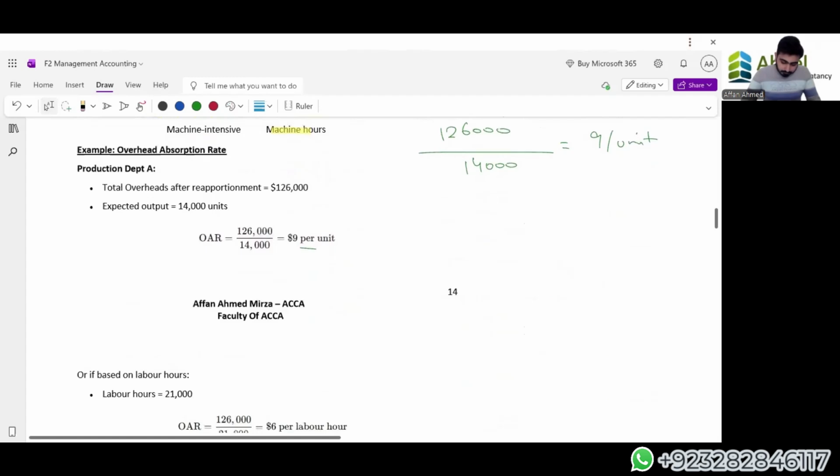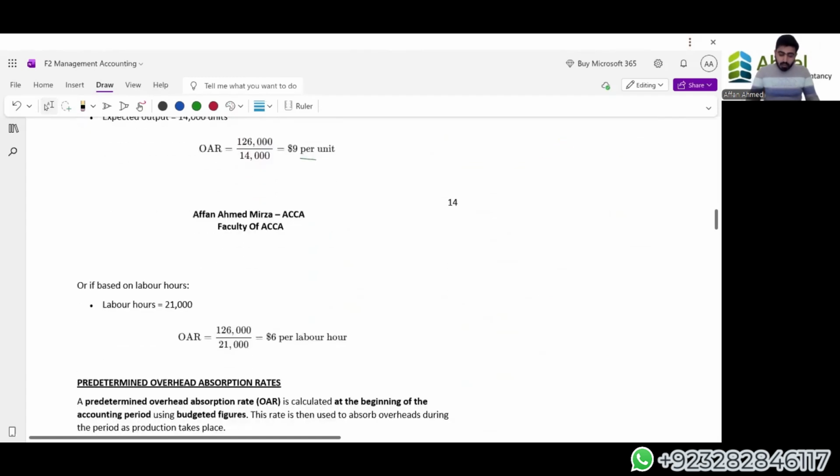Now, with OAR, we have a predetermined overhead rate concept. Now, what does this mean? For this, I want to ask you a question: when do we decide our selling price? The selling price that is decided, when is it decided? Is it decided after the year end, or before the year end, or before even selling the product, at the time of planning? I would say that it would be the time of planning.